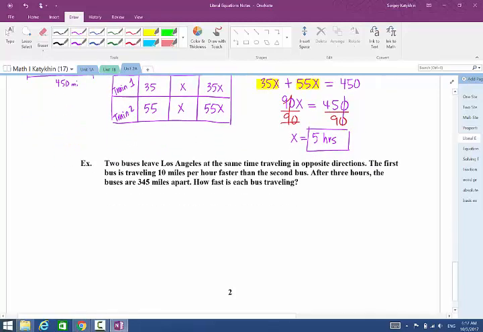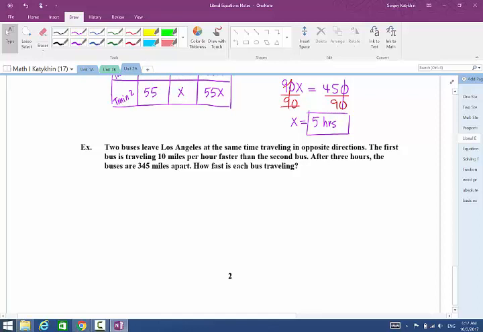Go ahead and try the next example. It's very similar, except now you're using buses rather than trains. So go ahead and see if you can figure that one out. Use the chart, and then I'll go over this problem in a minute.